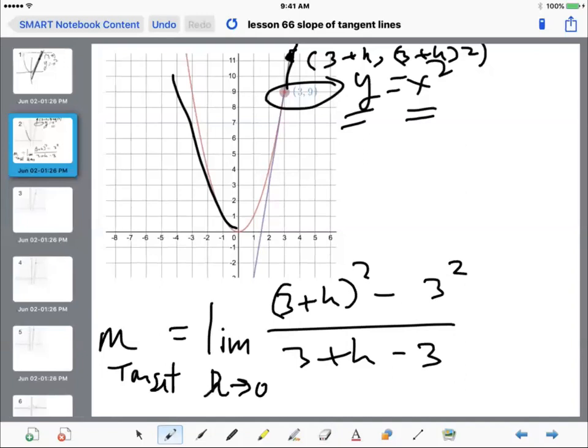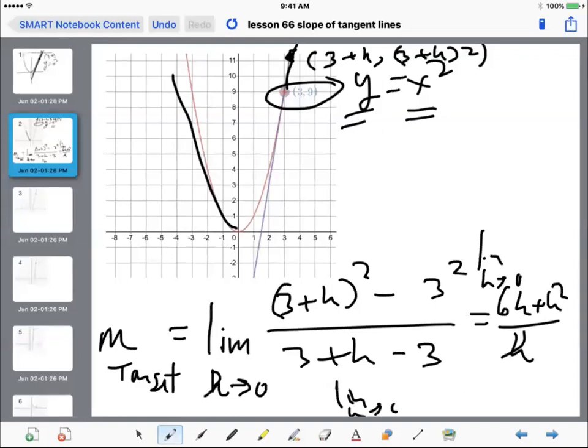We did this question yesterday. It became, you might remember, 6h plus h squared over h. That's the limit as h goes to 0. It's annoying to keep writing limit as h goes to 0, but without it, it's not the same exact thing. And finally, you could put 0 in for h and get 6. So 6 is the slope of this line.